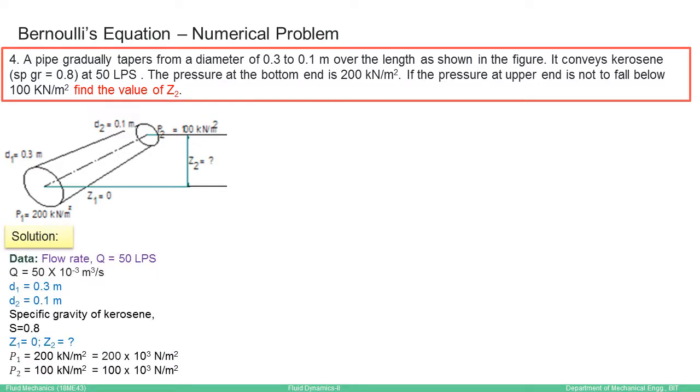In this case, it is not water which is flowing through the pipe. Instead, it is kerosene with a specific gravity of 0.8. So when it is given specific gravity, you have to find out the density to use it in the Bernoulli's equation. So the pressure is expressed in kilonewton per meter squared. So we can convert that into Newton per meter squared by multiplying it by 10 power 3.